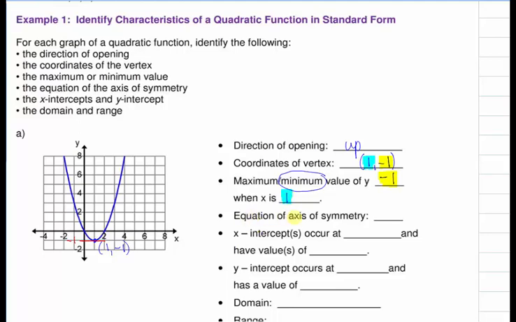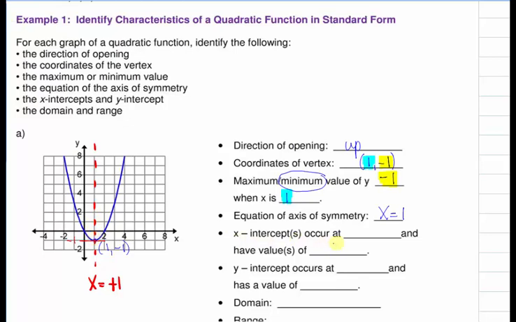Okay, for the equation of the axis of symmetry, we go back to our vertex, look at the x-coordinate, it is 1, and so we write that x equals 1. We can draw that on the graph by drawing a vertical line that goes through the vertex. And don't forget to write the equation, x equals 1, because it goes through where x is 1.